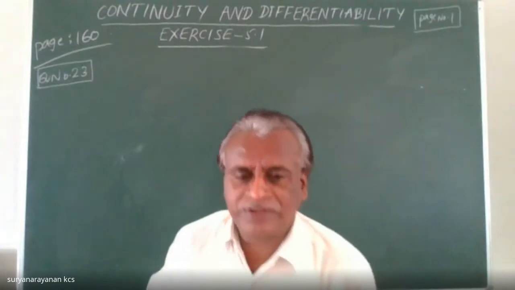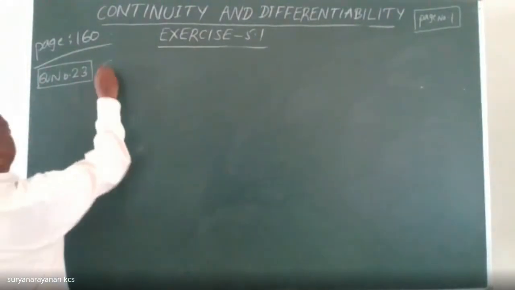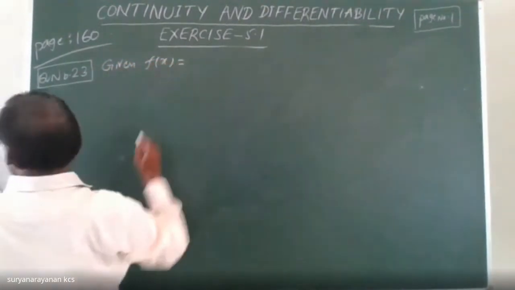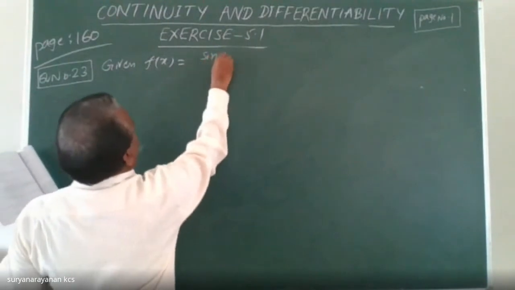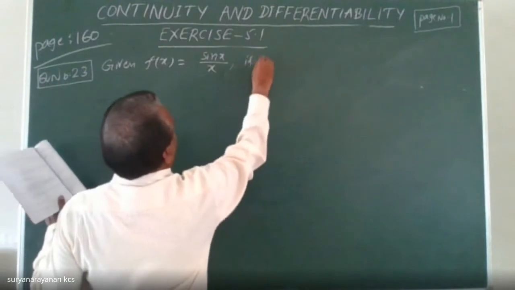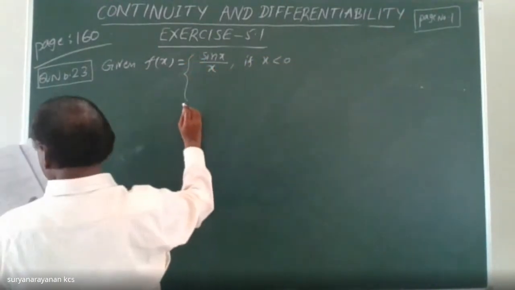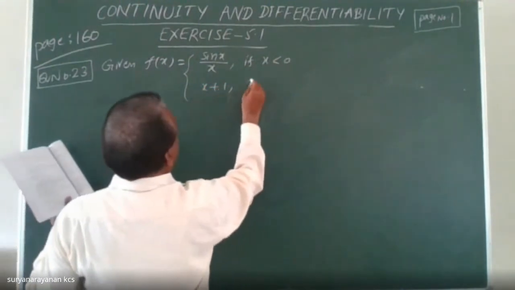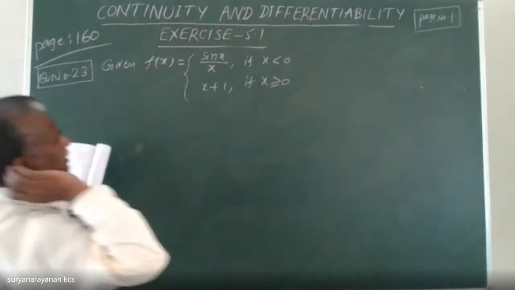Question number 23. Find all the points of discontinuity given f of x is equal to sin x by x if x is less than 0, x plus 1 if x is greater than or equal to 0.